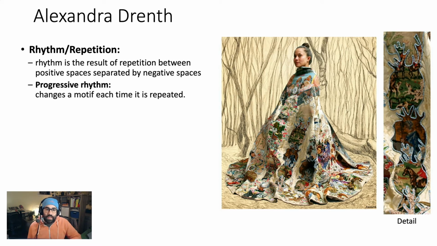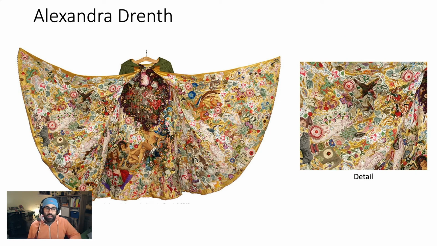In the next slide, we'll see some great examples of flowing rhythm, which is created by a repetition of forms along wavy lines. And that really stands out in these red and white radial shapes that kind of flow in arcs over the tapestry.